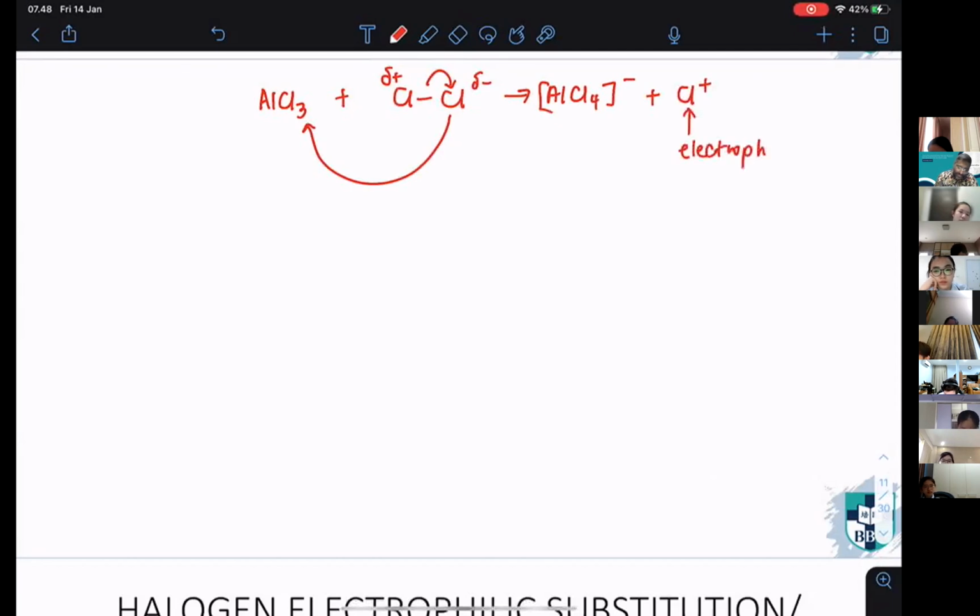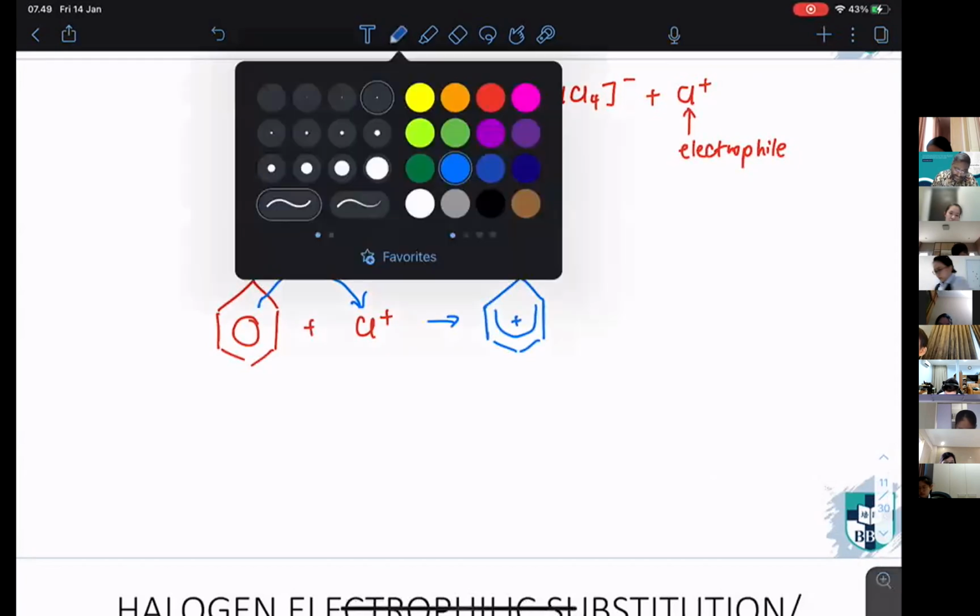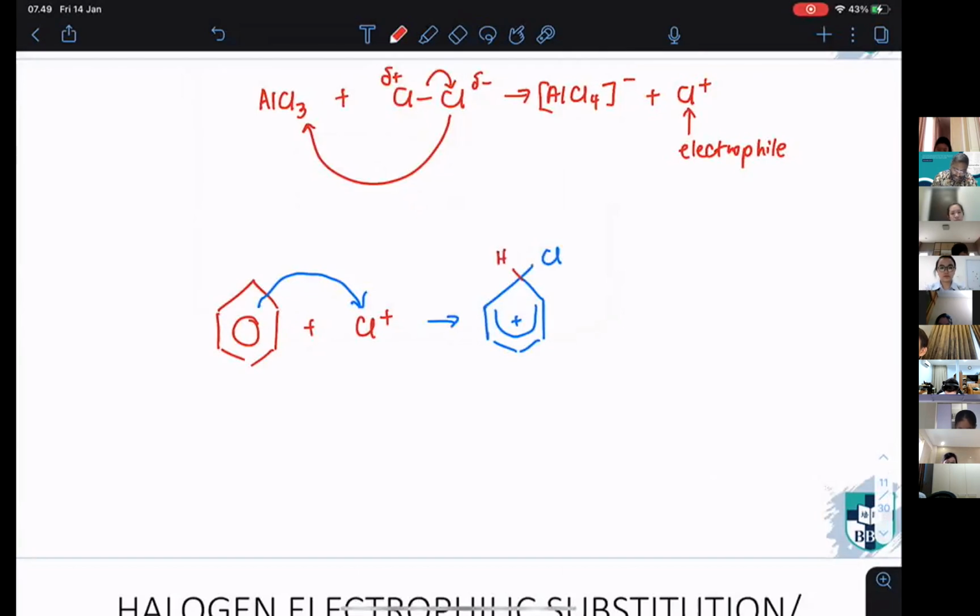So what will happen to this electrophile? Simple. You have the benzene, and then the electrophile will come over here. Normally we say the electrophile will attack the benzene, so don't go and put the curly arrow like this. This is wrong. You need to put the curly arrow like this, showing the movement of electrons. Two electrons from the ring will form a new bond with the Cl. The previous bond with the hydrogen will be shown here.